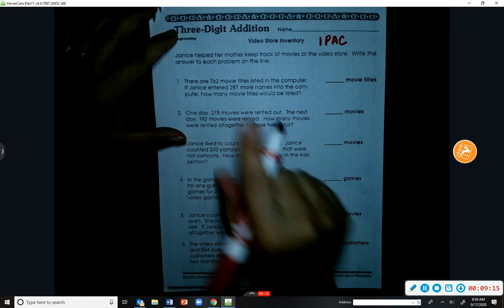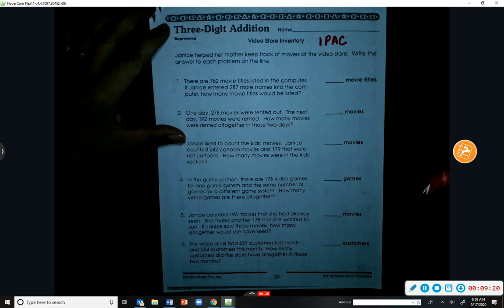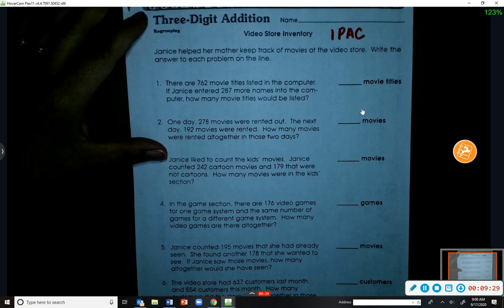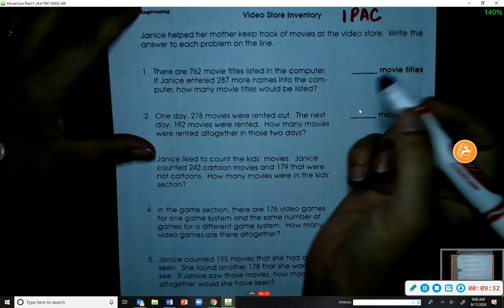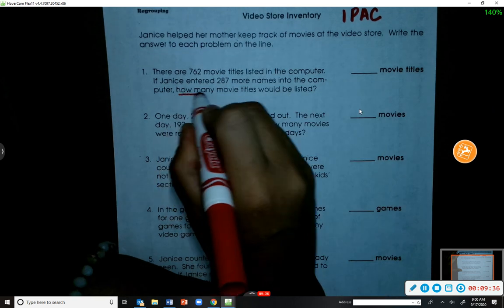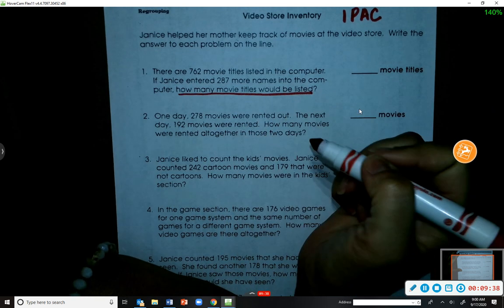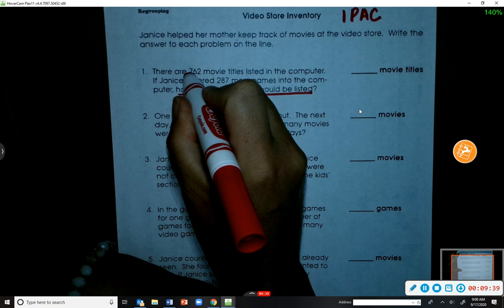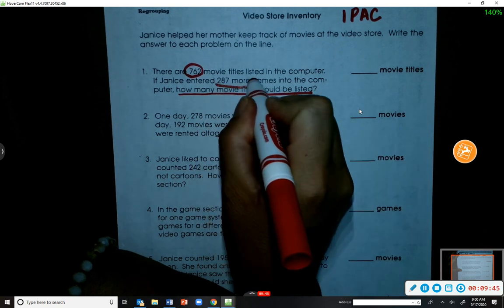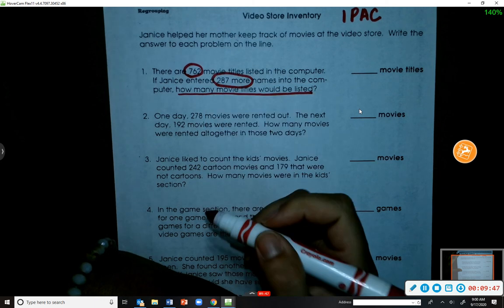Okay, number 1, there are 762 movie titles listed. If Janice entered 287 into the computer, how many movie titles would be listed? Okay, so I need to go and find the important information. How many movie titles would be listed? That means the 762 titles that she has and the 287 more she still has to enter.